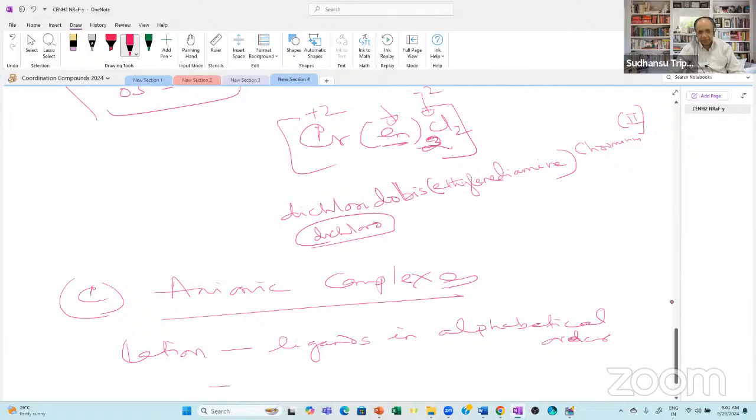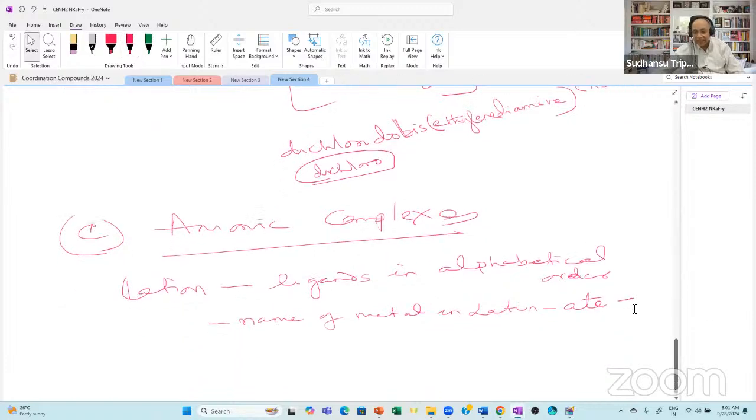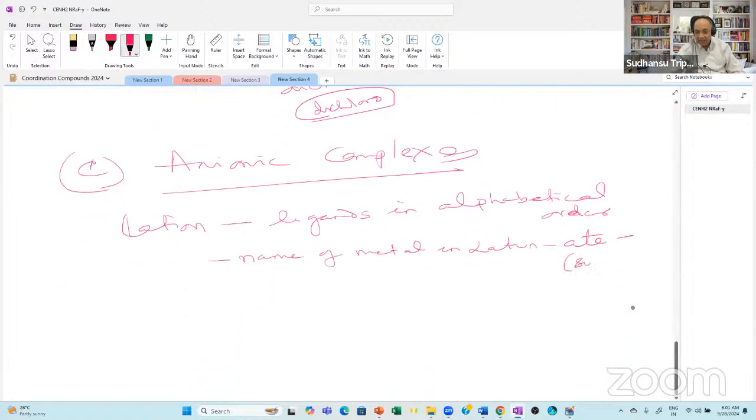Followed by the name of the metal in Latin. In this case, you have to write Latin, ferrum. Of course, the suffix ate. Then, in between brackets, the oxidation state in Roman numerals.